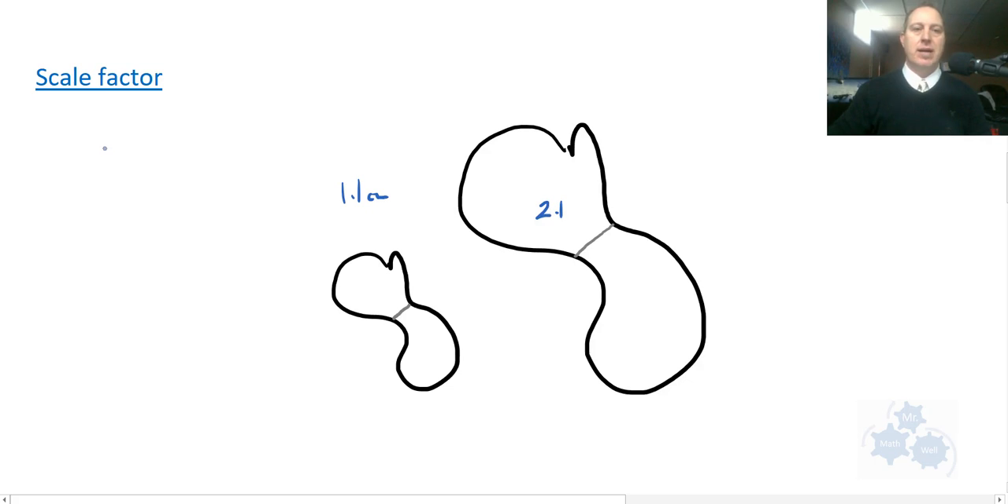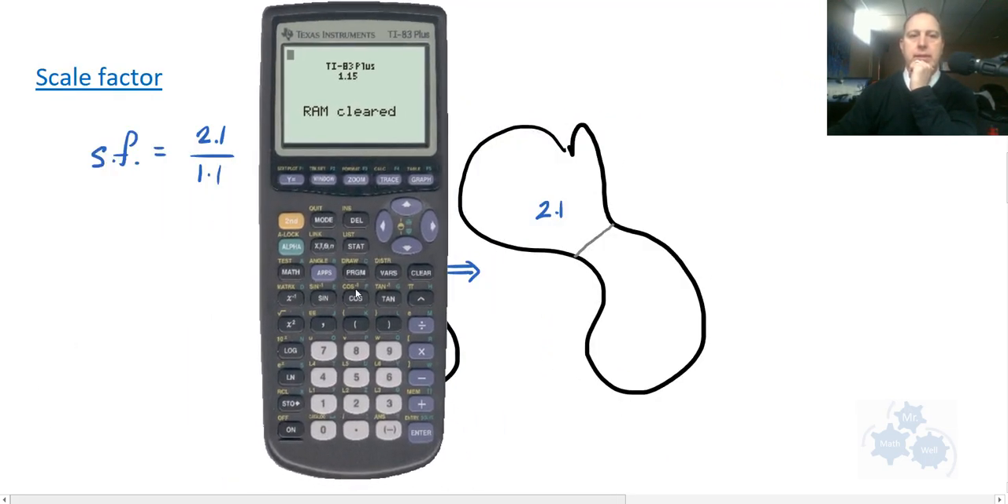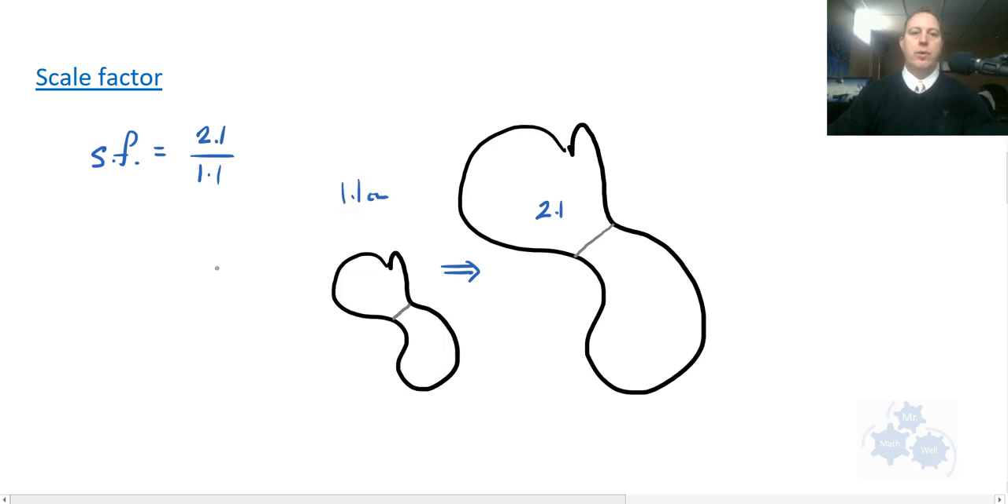And I can find my scale factor. The scale factor is the representation. So this is the model, right? We're going from here over this one to this one, so it's an enlargement. I'm going to take 2.1 and divide it by 1.1. Okay? I'll get the calculator out here. 2.1 divided by 1.1. Okay, and that's 1.9. So our scale factor is about 1.9 if we round that.